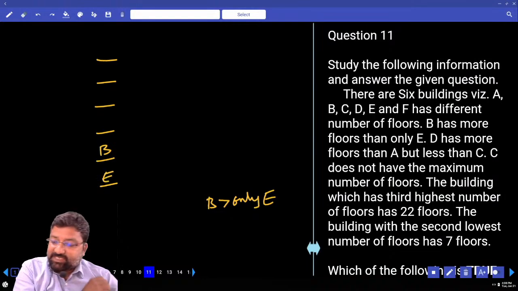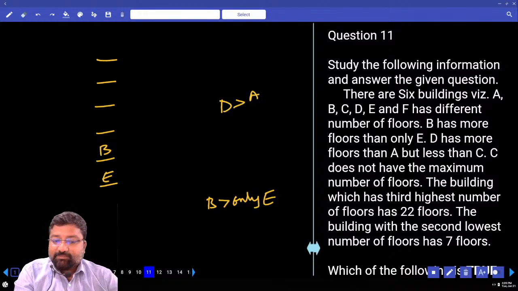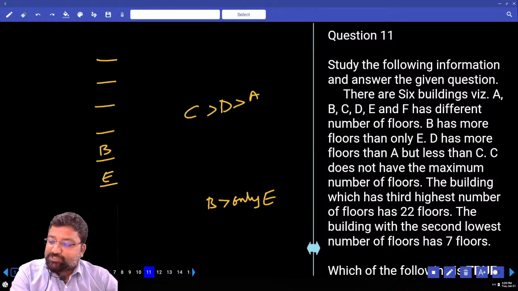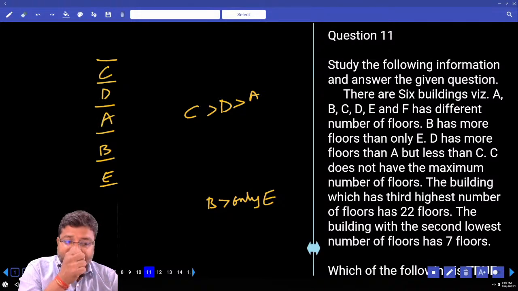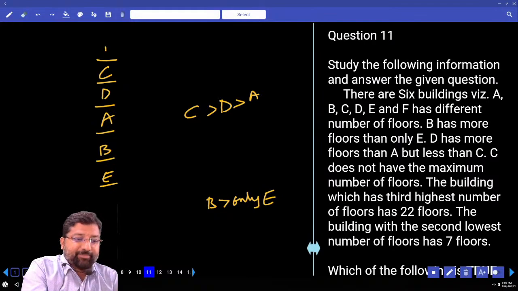Next is what? D has more floors than A but less than C. Full stop. C does not have the maximum. When C is not maximum, C should be second. There is no other option. Who is left out? A, B, C, D, E. Yep.